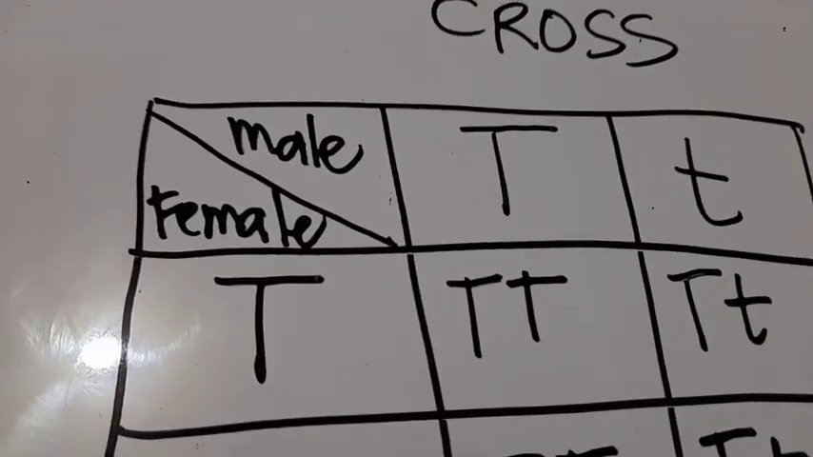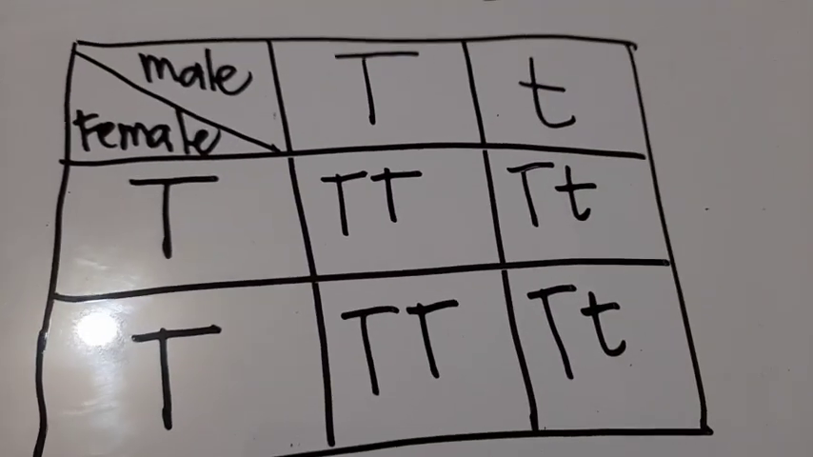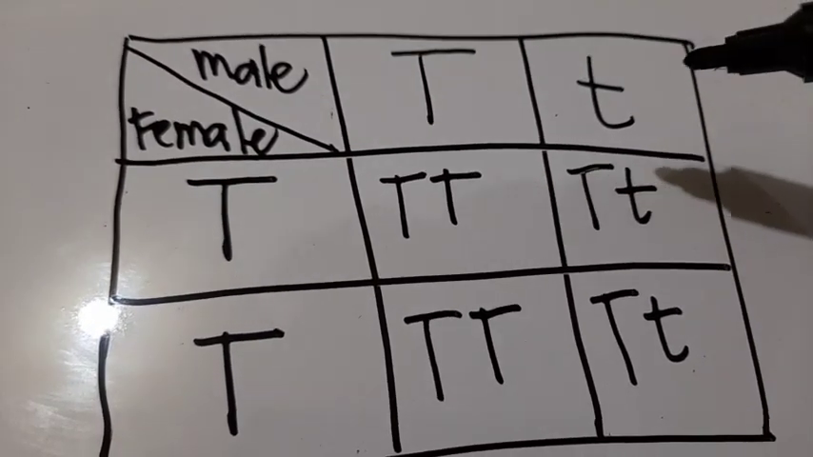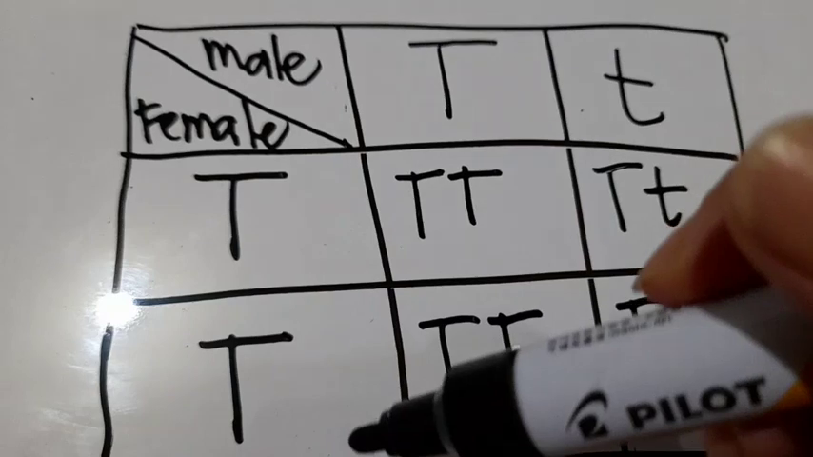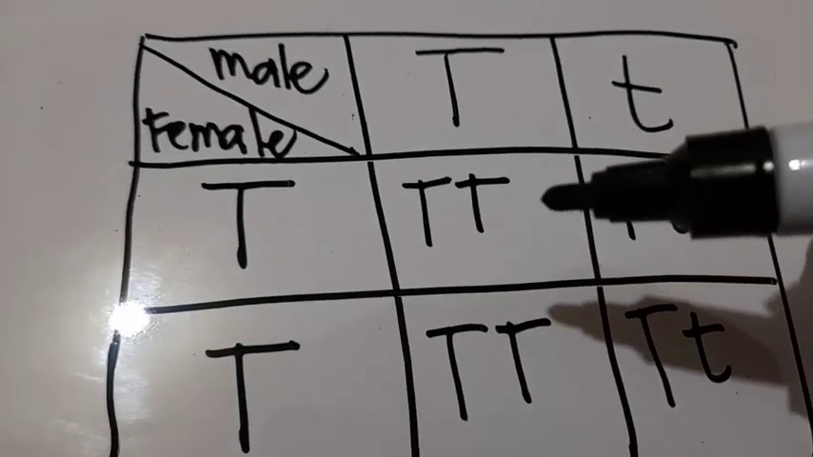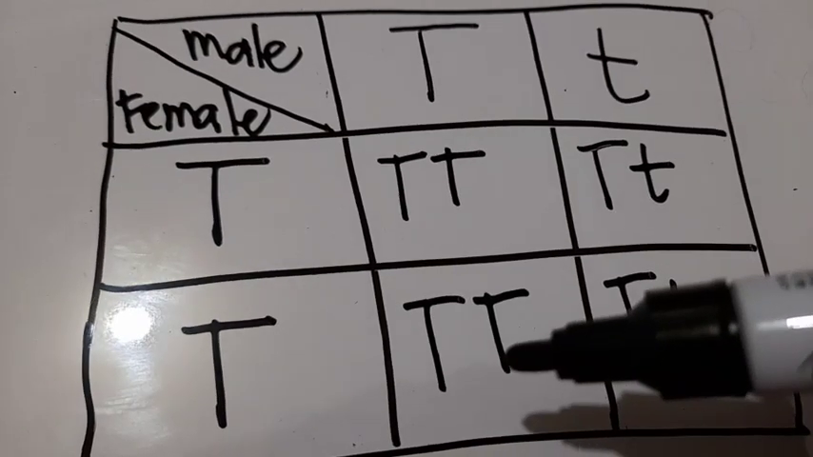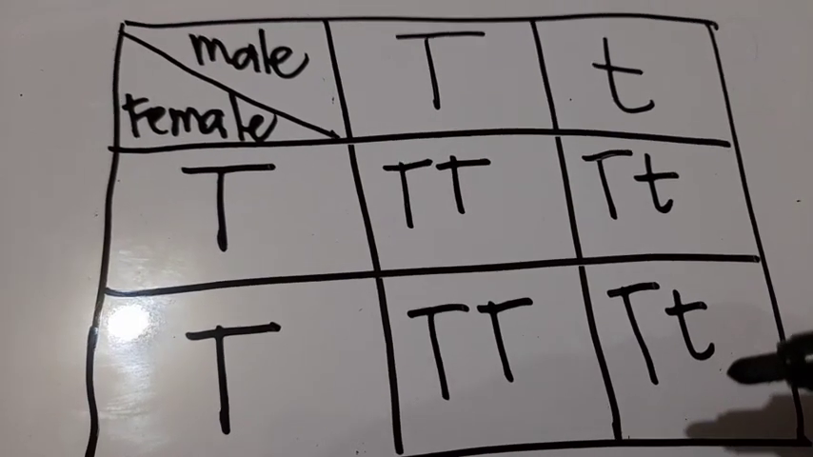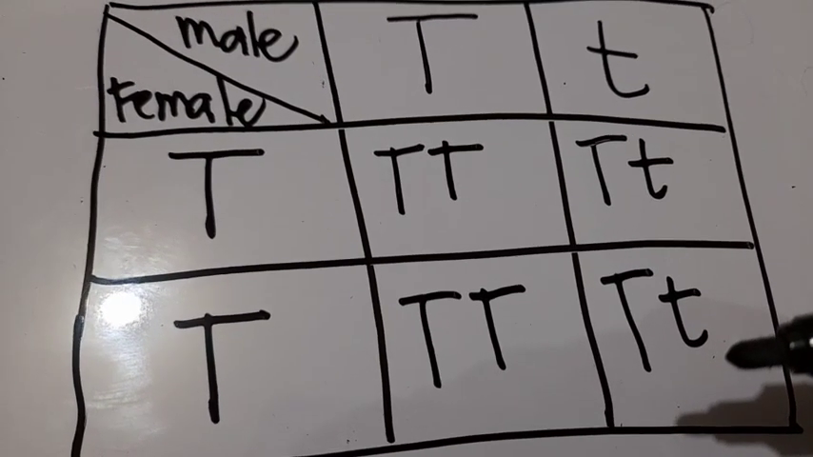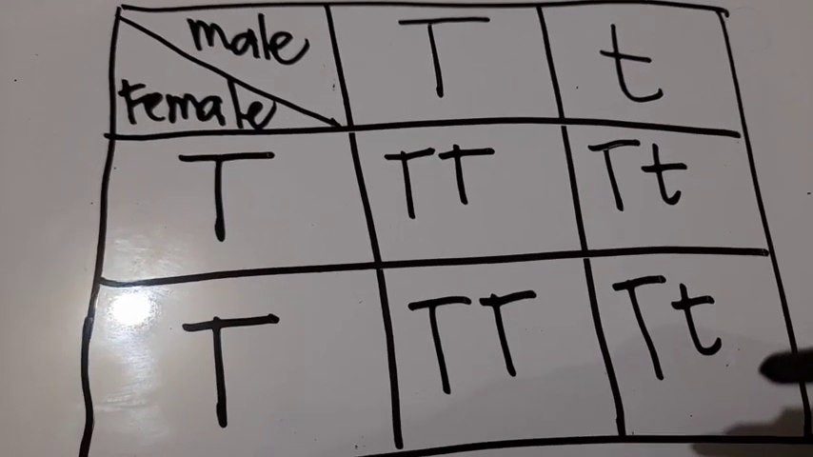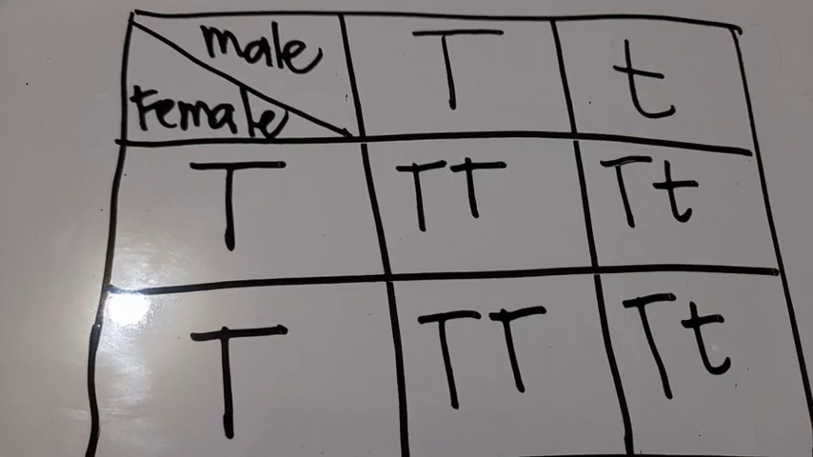So what will be the phenotypes of this cross now? Wherein we made a cross between heterozygous tall with homozygous tall. So we have tall, tall, tall, and tall. So 100% tall. So all the pea plants or all the plants are tall.